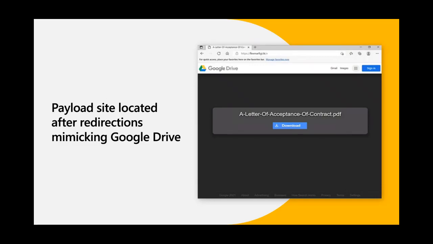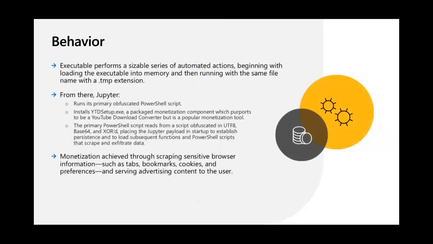And then finally, here's an example of one of the .tk sites, which is marked as a final download site, which will mimic Google Drive and attempt to get you to download the PDF doc exe file in order to install Jupyter/SolarMarker. So once all of that has been resolved and the user now has this exe on their computer, a series of actions will start to occur.